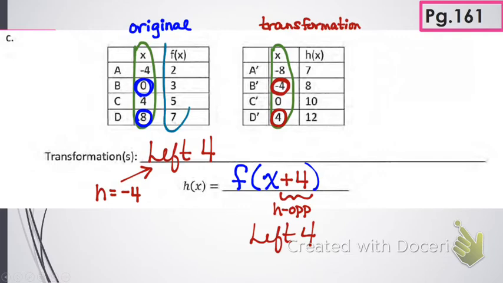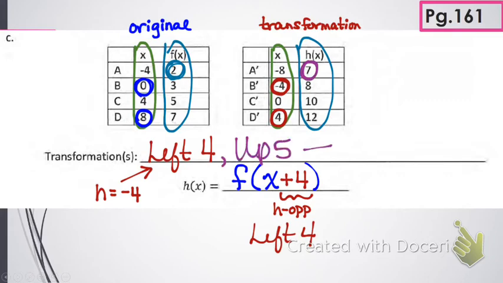And then you were a little bit ahead of me, but I like it. We're going to look at the y column. What kind of changes do you notice between these? Going up 5 from 2 to 7. Up 5. So what does that mean K is? +5. Yep, +5. So I have a +5 right here. That means up 5. Gorgeous.